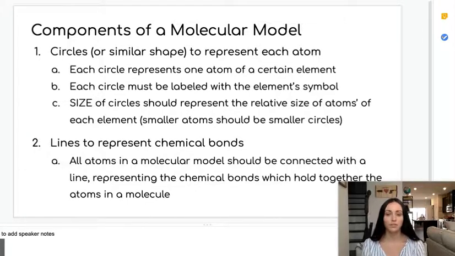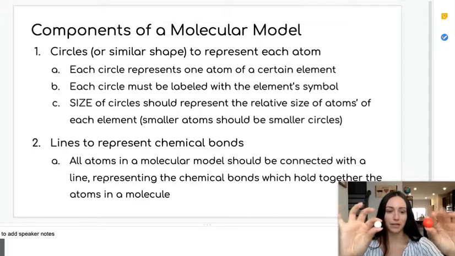First, we have circles to represent each atom. Some things to keep in mind when creating your molecular model are that each circle represents one atom of a certain element. Each circle should be labeled with the element symbol or color-coded in some way to identify the type of element that circle represents. Another thing to keep in mind is that the size of the circles should represent the relative size of the atoms of the element. Let me give you an example.